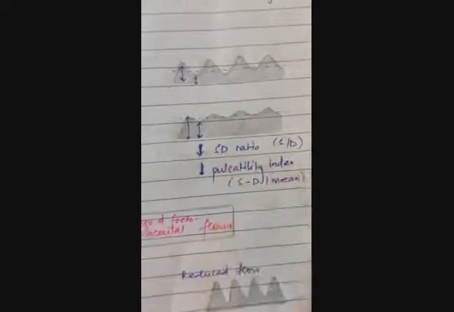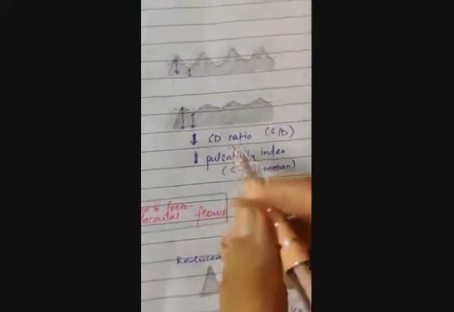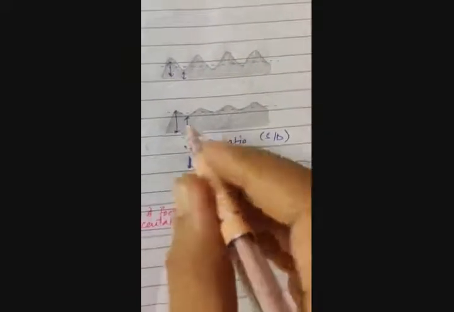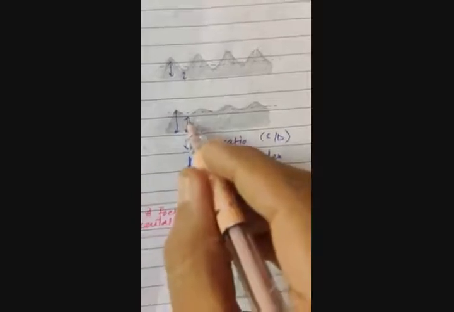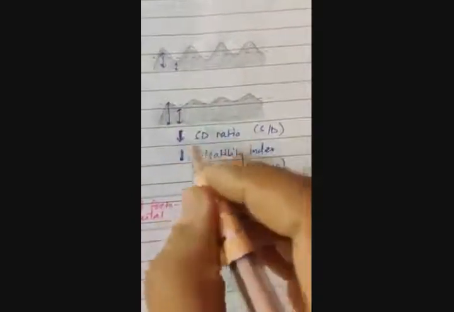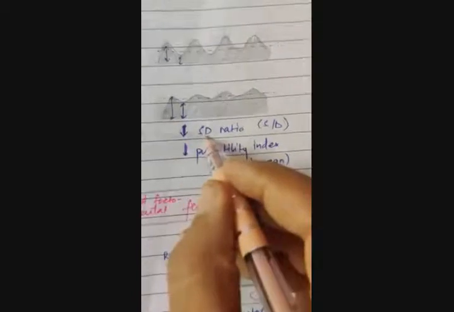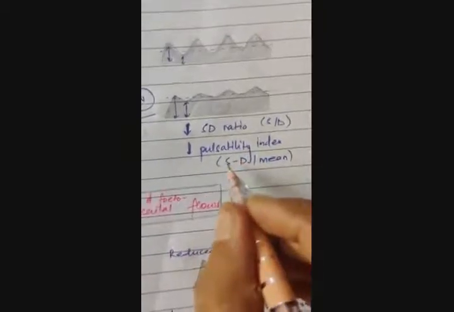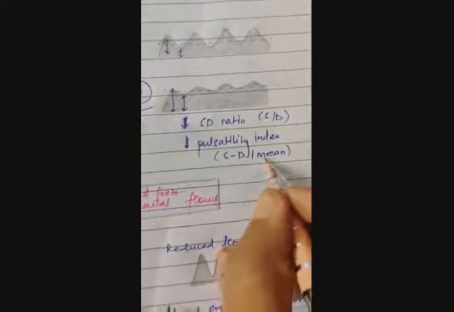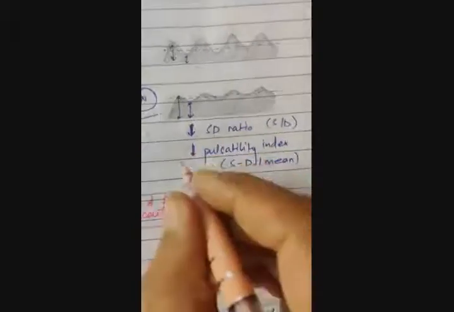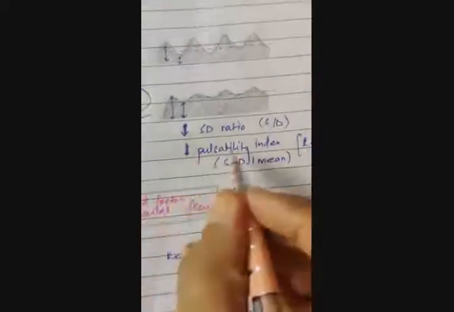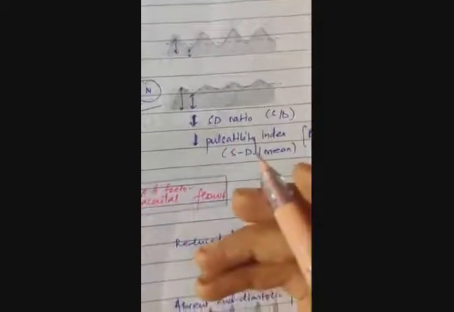Two terminologies, these are important from the MCQ point of view, are the SD ratio and pulsatility index. SD ratio is nothing, it's systole by diastole. So if the diastole is going up, the SD ratio is going to decrease. This is normal, alright? Please remember, this is normally happening. Pulsatility index is systole minus diastole upon mean. Please remember, whenever resistance decreases, the pulsatility index also decreases. You can calculate it for yourself.